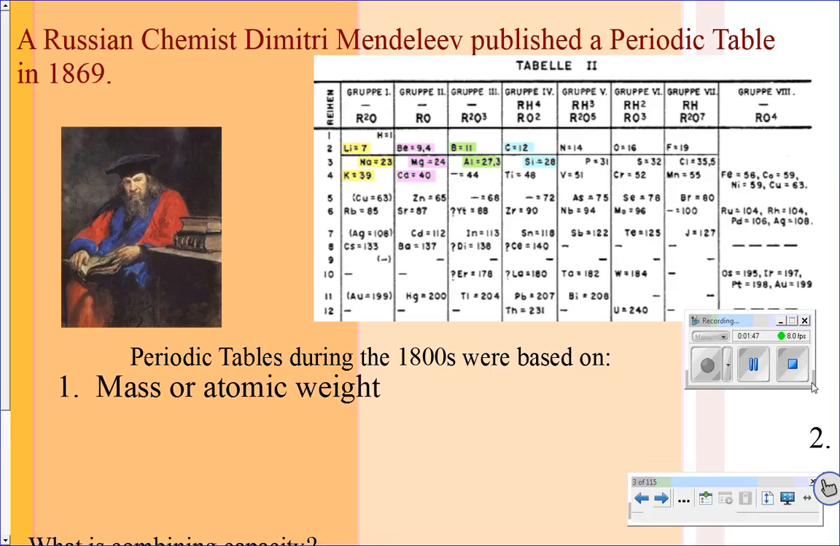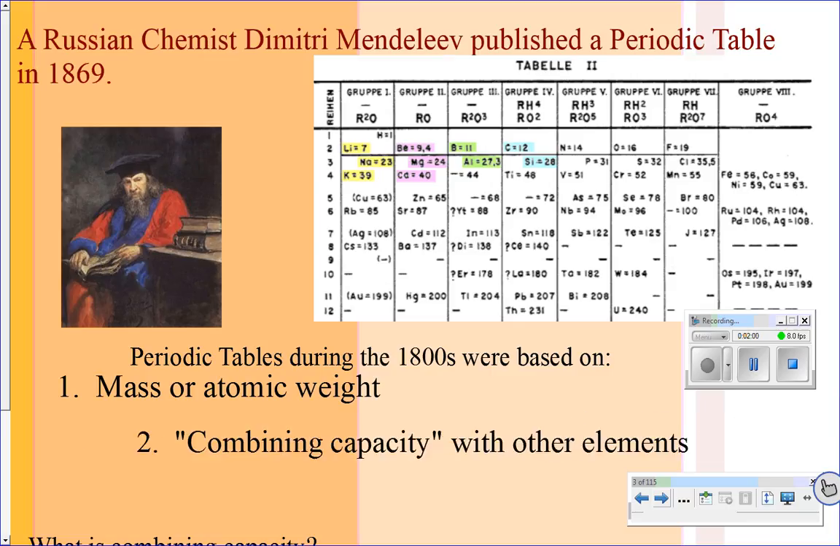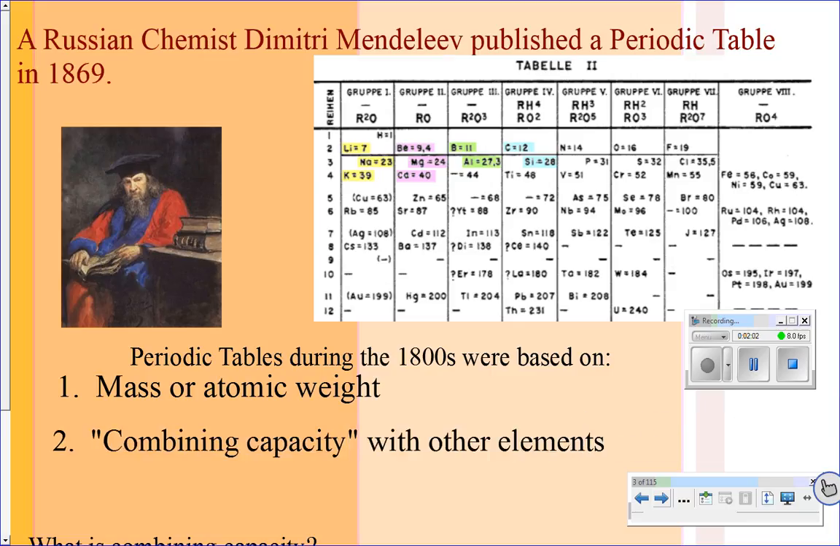mass or atomic weight of elements. So the masses, just like we use today, were actually one of the ways that these were put in order. And also something called combining capacity. Combining capacity is really a way to discuss bonding ratio. So I'll talk about that in just a second.